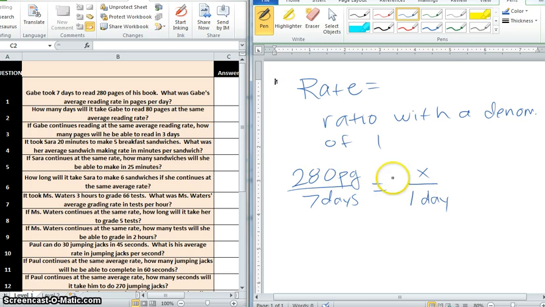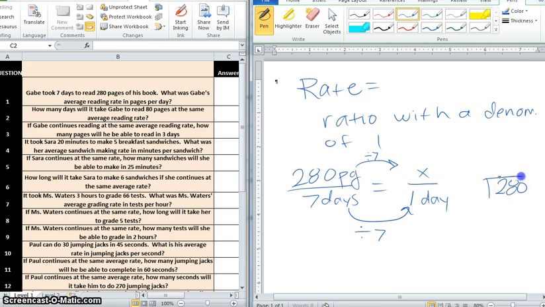I can multiply 280 by 1 and set that equal to 7 times x. Or an easier way is that I can notice this relationship here on the number of days, that I'm dividing the number of days by 7. And so I can do the same thing to the number of pages. So I could come over here and do 280 divided by 7 on the side.